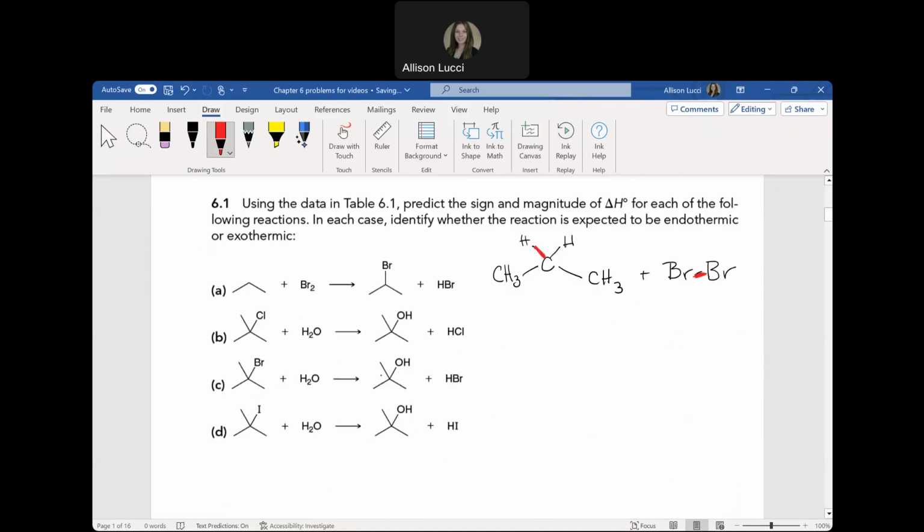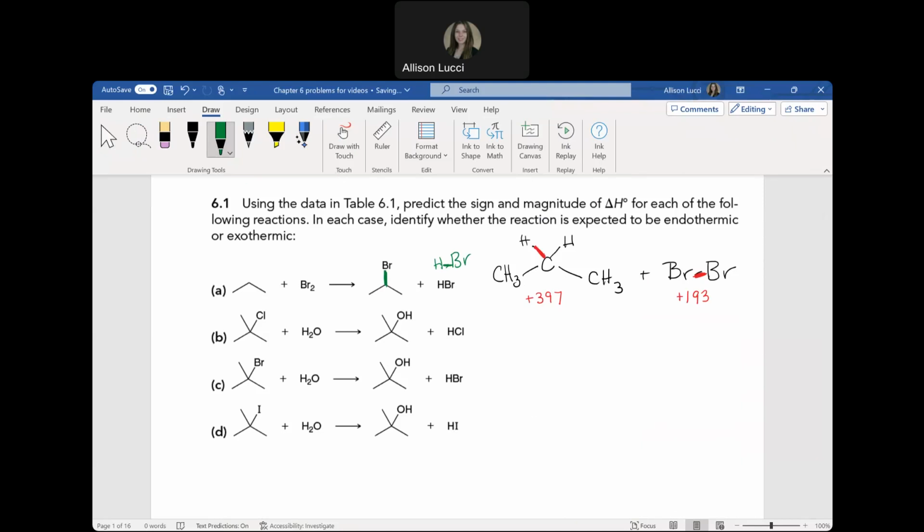So let's go write these values down here. We have to put in positive 397 to break that bond, and we have to put in positive 193 kilojoules per mole to break that bond. All right, so now we have our bonds that are broken. Let's look at our bonds that are formed. So we have here the carbon-bromine bond, and then we have HBr. So this is our other bond that's formed.